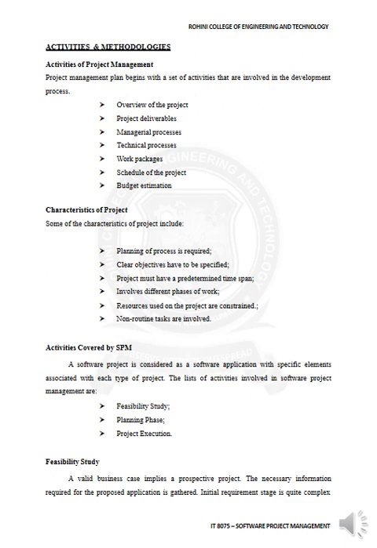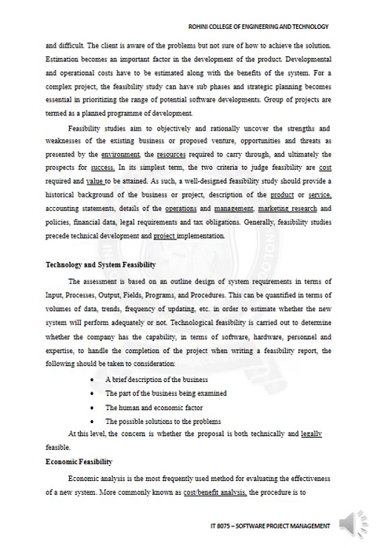Non-routine tasks are involved. Activities covered by SPM: feasibility study, planning phase, project execution. So we'll see one by one. Feasibility study is a valid business case. It implies a prospective project. The necessary information required for the proposed application is gathered. So the initial requirement is called requirement gathering. It's quite complex. The client is aware of the problem and he'll be telling so many things. Then you have to summarize this and convey it to the people in the project team.